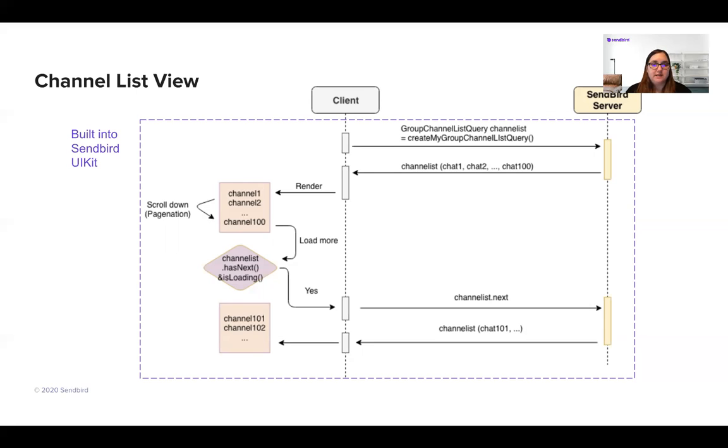And then once the user scrolls down in your app, you can call to load additional channels through the channel list next method. Now, something that's great about Sendbird is if you're using the UI kit, this is all built in for you. You don't need to worry about fetching the next grouping of channels, that's already baked in. So all you have to do is make a quick query to the channel list, and the UI kit handles all the rendering and things for you under the hood.